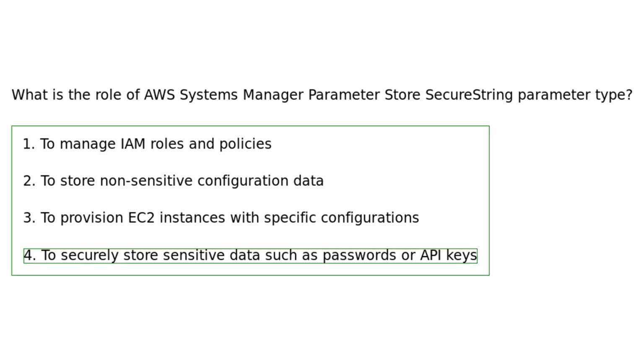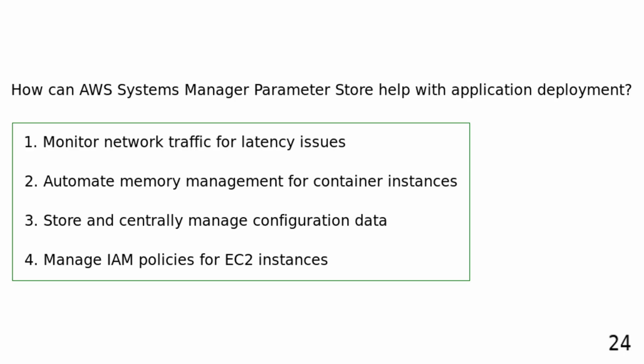AWS Systems Manager Parameter Store Secure String Parameter Type is used to securely store sensitive data such as passwords, API keys, or any other confidential information, ensuring that it is encrypted at rest and in transit. How can AWS Systems Manager Parameter Store help with application deployment? Monitor network traffic for latency issues. Automate memory management for container instances. Store and centrally manage configuration data. Manage IAM policies for EC2 instances.